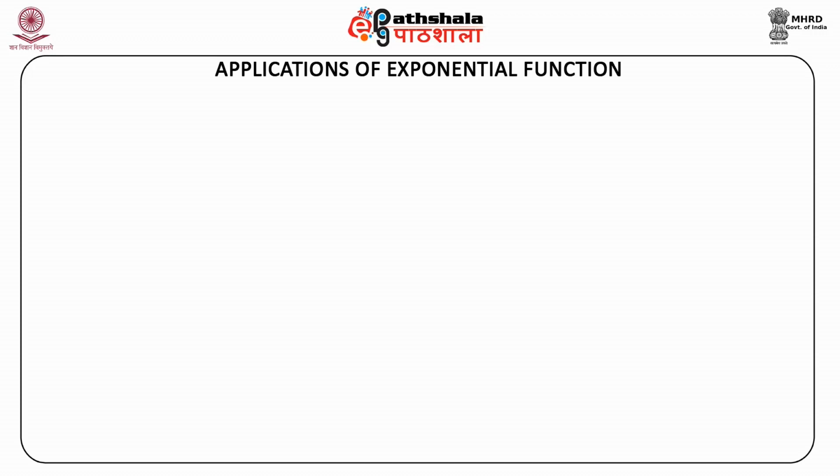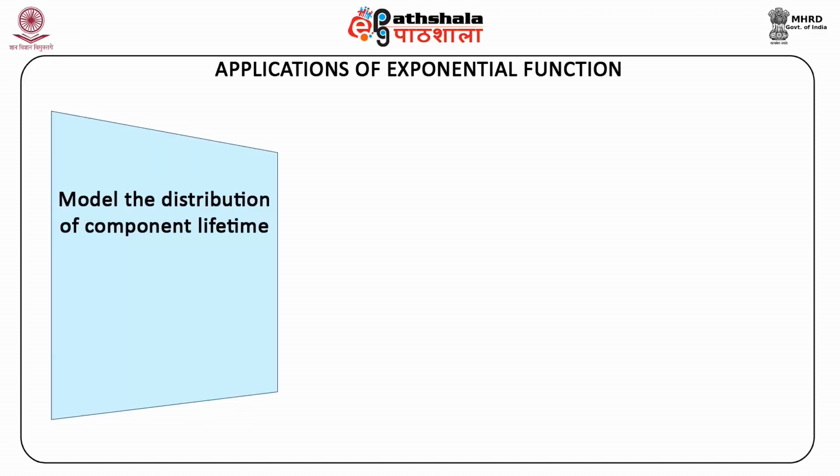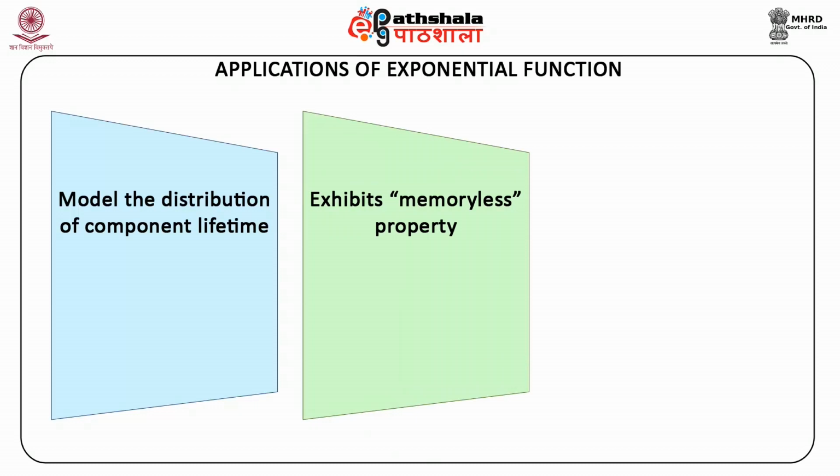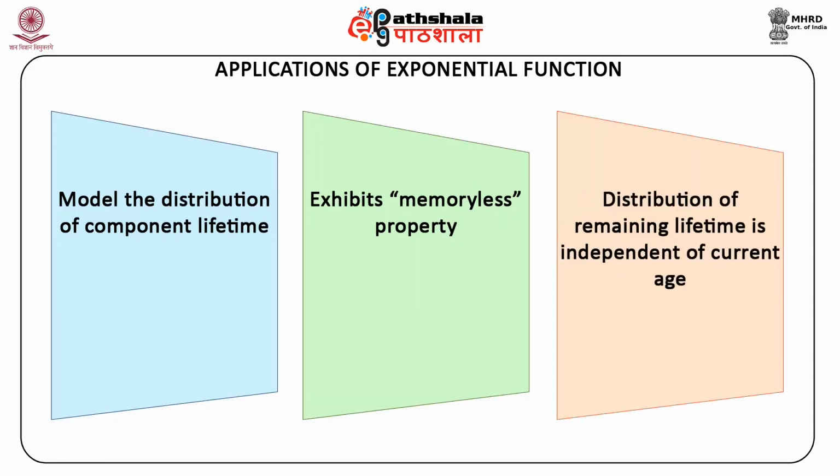Third, exponential distribution can model the distribution of component lifetime. This is because the exponential distribution exhibits the memoryless property, which implies that the distribution of additional lifetime is exactly the same as the original distribution of lifetime. That is, the distribution of the remaining lifetime is independent of current age.